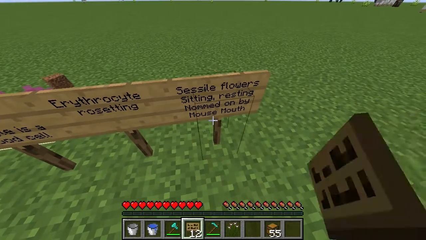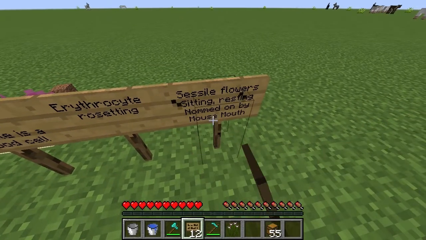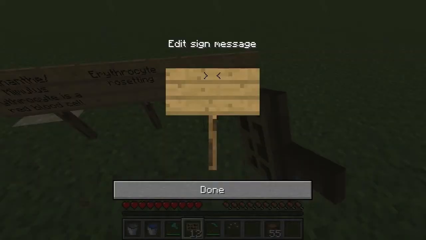Oh gosh, we'll have to get rid of that. I should really do an editing. There is actually an editing if I use Bibliocraft.